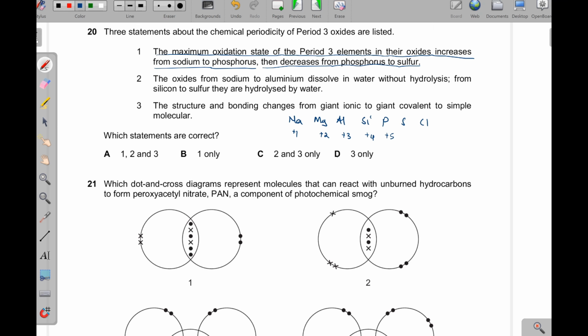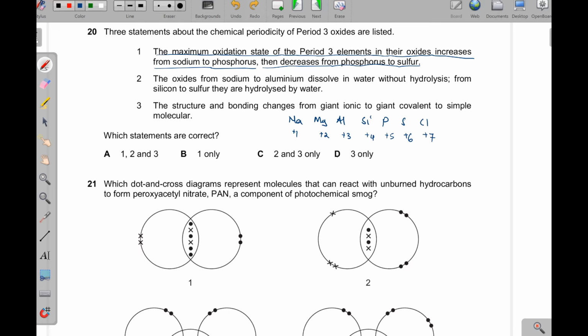This one is +5. It has 5 electrons in the outermost. It can lose all of them. It can use them for bonding. Okay. Then what else do we have? We also have here 6. Okay. And then this one can lose all the 7. You see that? So they are saying the maximum oxidation state of period 3 in their oxides increases from sodium to phosphorus, then it decreases from phosphorus to sulfur. It is increasing. So that is wrong. Okay.